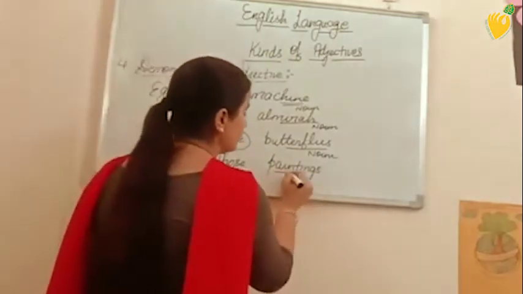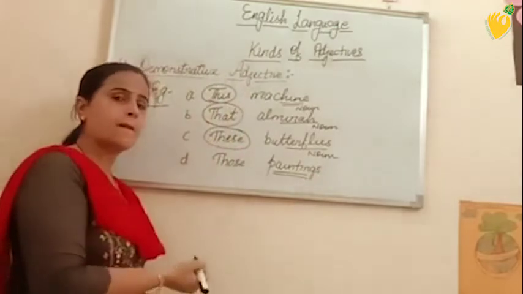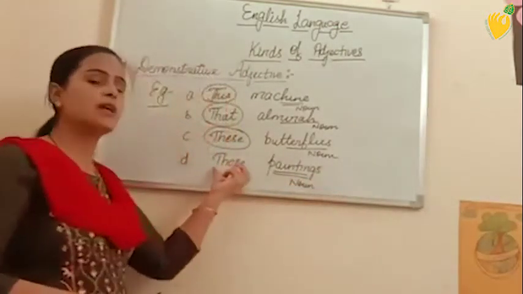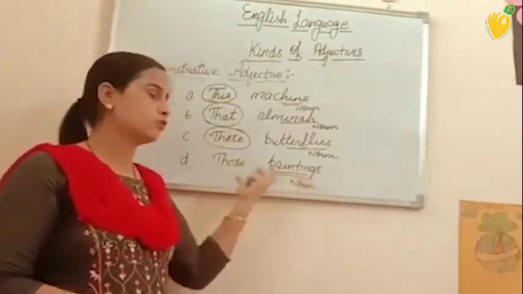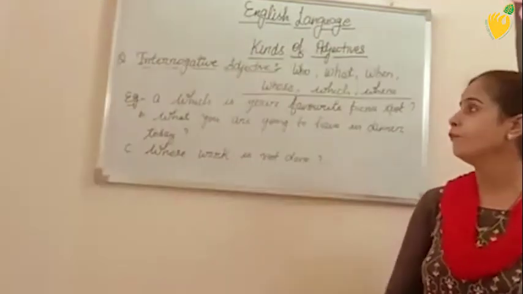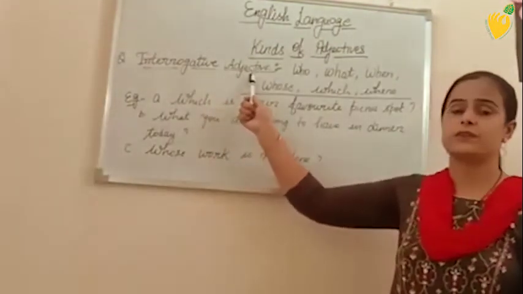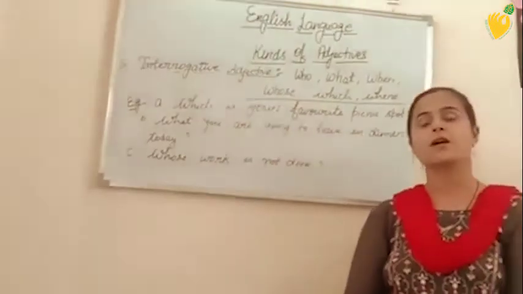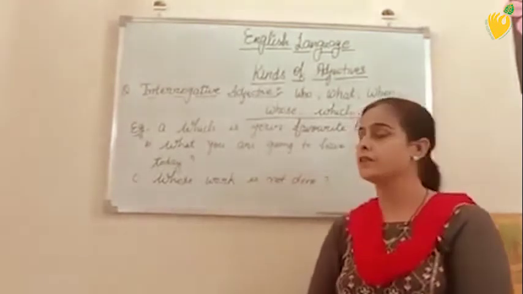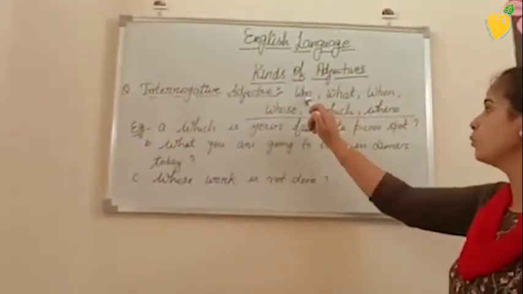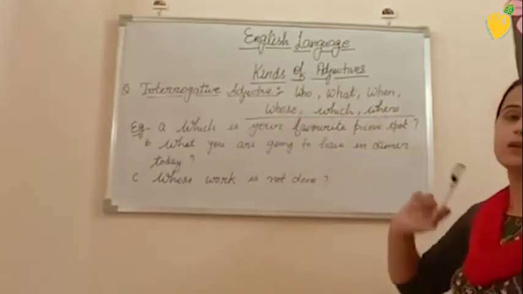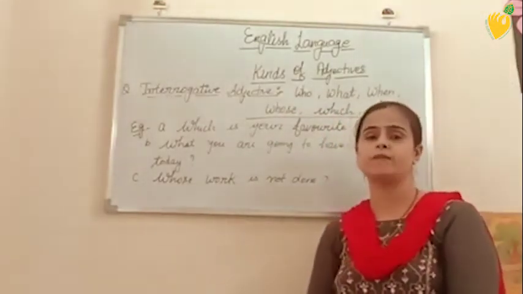And the last example is those paintings. Paintings is a noun, and those we are using to point out the paintings. So those is again a demonstrative adjective. Now the fifth one is interrogative adjectives. The adjectives which are used to ask questions are known as interrogative adjectives. The words such as who, what, when, whose, which, where are known as interrogative adjectives.